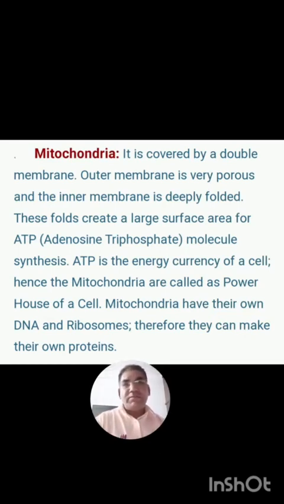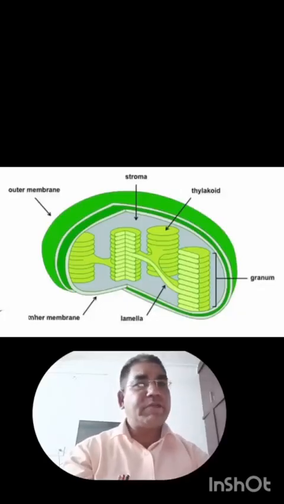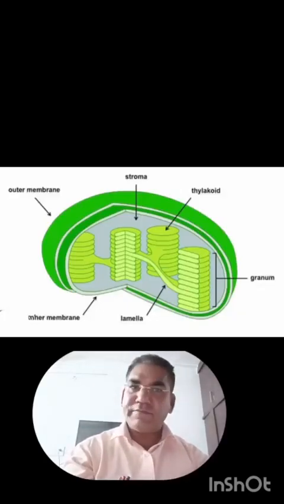Mitochondria is a double membrane bound structure. It contains its own DNA and ribosomes. So because mitochondria contain their own DNA and ribosomes, it is also known as a semi-autonomous cell organelle. Plastid, it is a double membrane bound cell organelle.